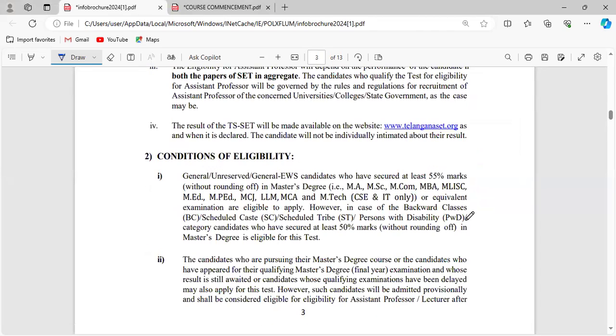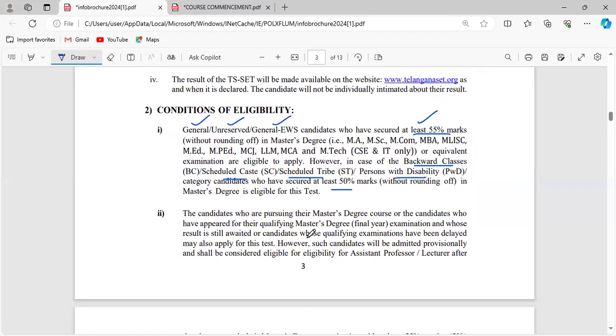Now, who is eligible for this exam? If you are a general or unreserved or general economically weaker candidate, you have to secure at least 55% marks in your master's degree. And if you are a backward caste, scheduled caste, scheduled tribe, or a person with a disability, you have to secure at least 50% of marks.